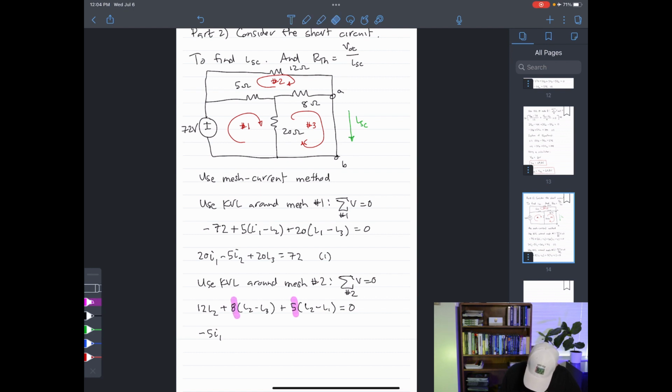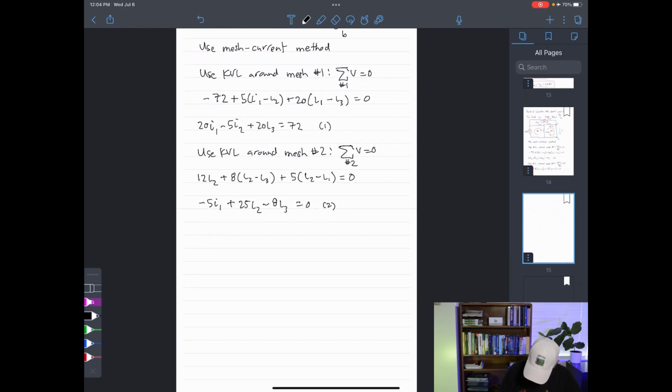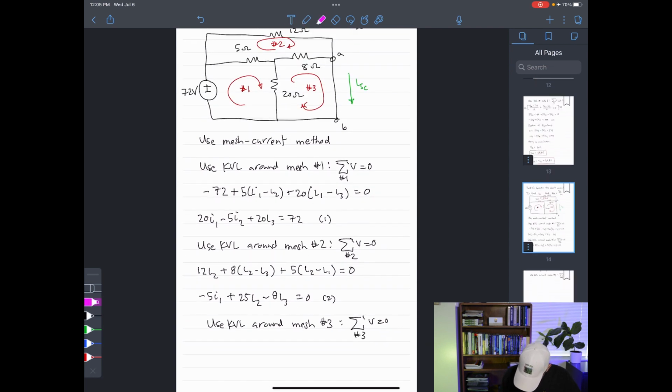Lastly, I have one last mesh to exploit. So I'm going to use KVL around mesh number 3. The sum of all of those voltages around that mesh must add up to 0. So I'm going to start here, and I'm going to go in this direction. Notice that there are only 2 components that I'm going through. When I go through the 20 ohm resistor, the voltage that I pick up is 20 times I3 minus I1. When I go through the 8 ohm resistor, this is plus 8 times I3 minus I2. These must add up to 0.